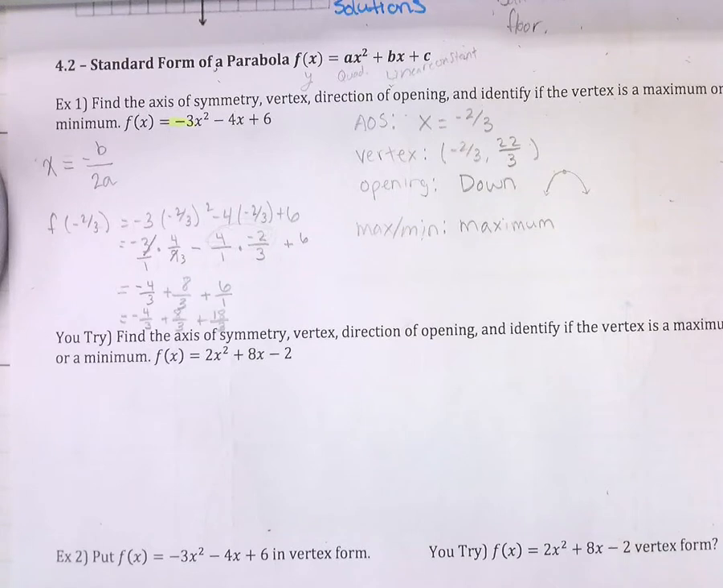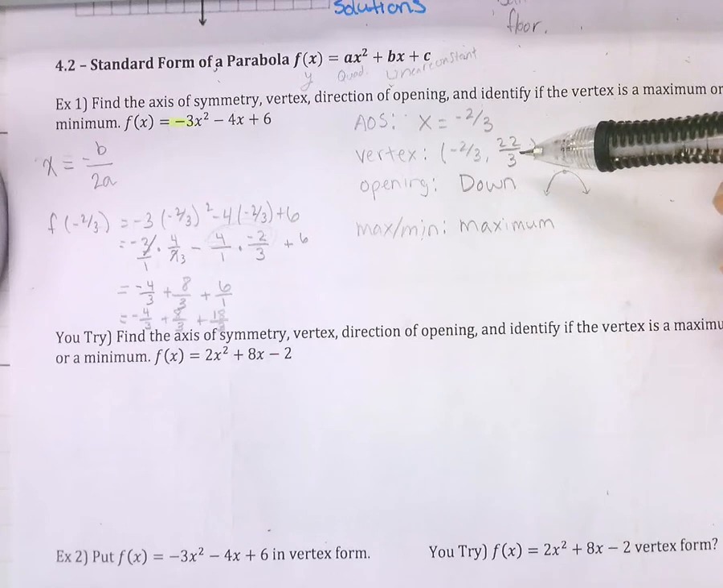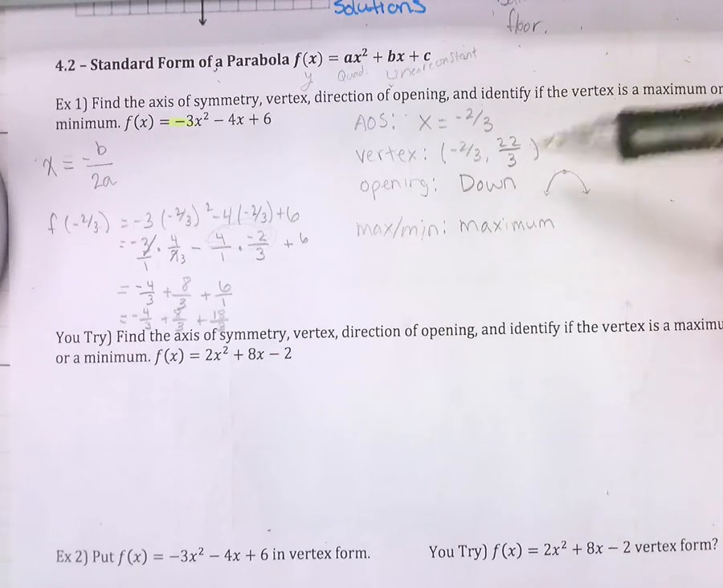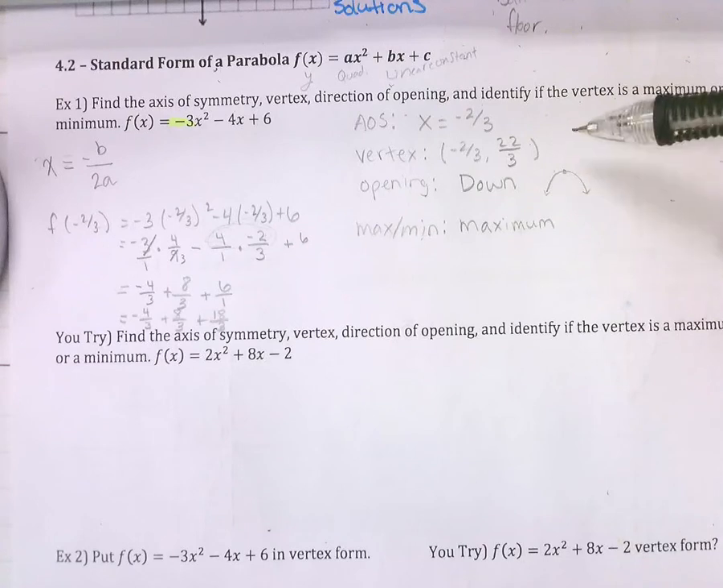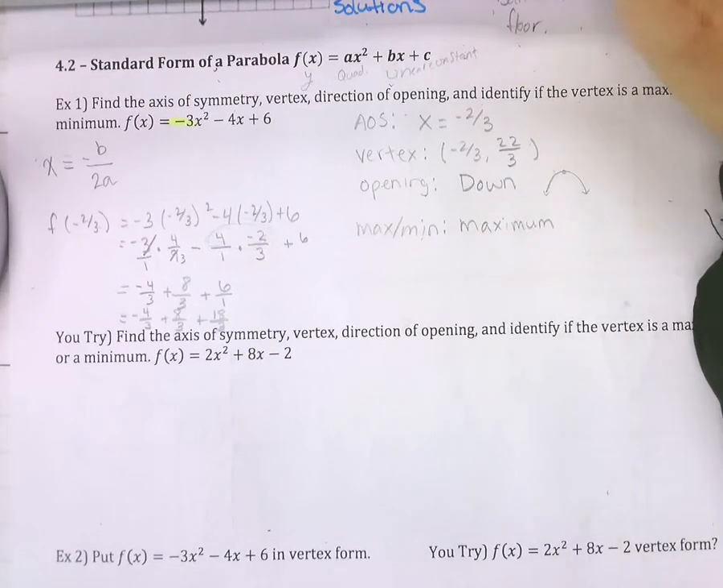If asked what the maximum value is, you say 22 thirds. Is it always the y? Yes, you get y from the vertex, because we're talking about a vertical parabola. So when they're asking you the maximum, you're finding the highest point on the graph. The highest value that y can be is 22 thirds. This is called an absolute maximum. In other functions, you have other maximums or minimums, called maxima or minima.